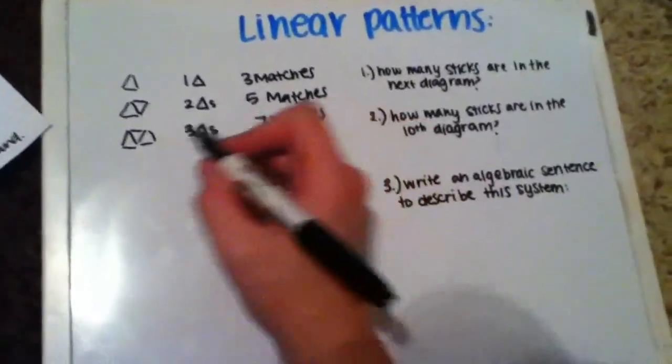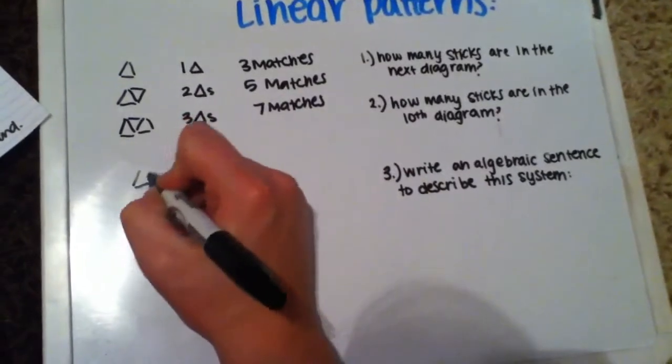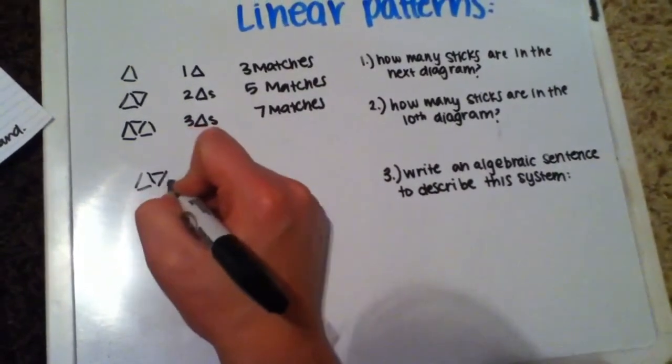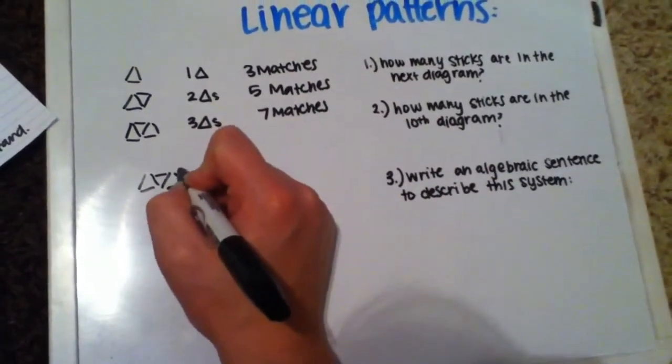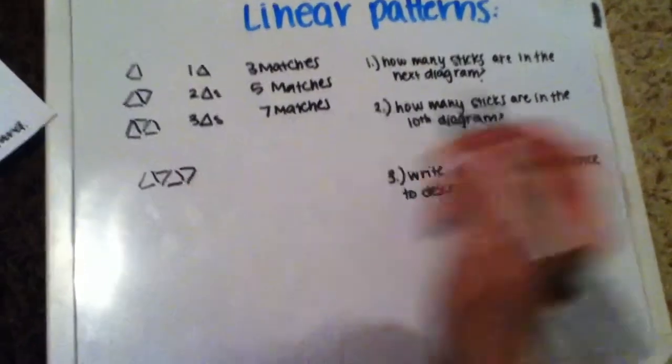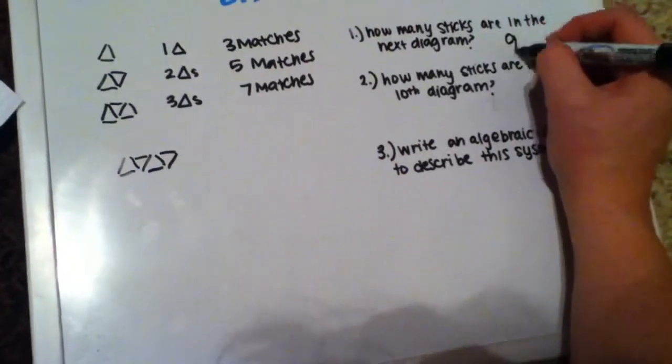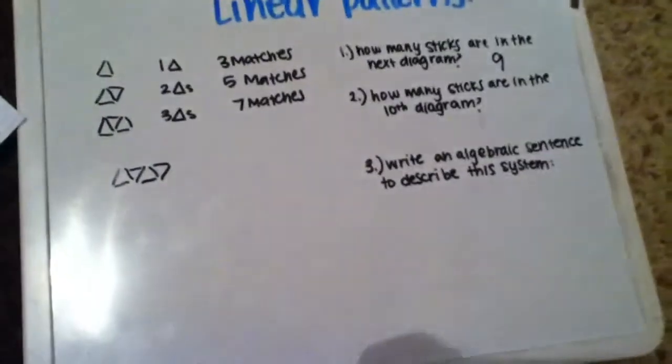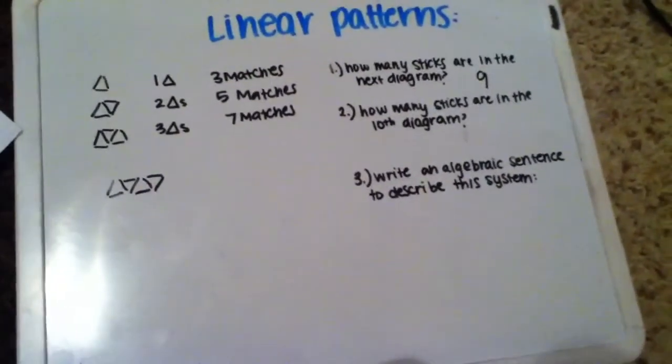One way we could do this is just by drawing it out. So we have 1 triangle, 2 triangles, 3 triangles, and then a 4th triangle. So we have 1, 2, 3, 4, 5, 6, 7, 8, 9. So our answer is 9. So we're going to have 9 matches or 9 sticks in the next diagram.